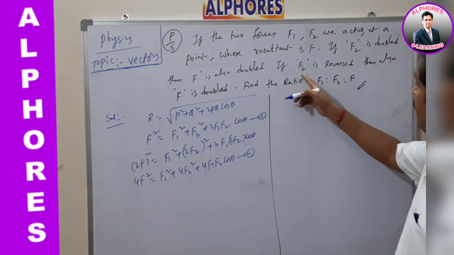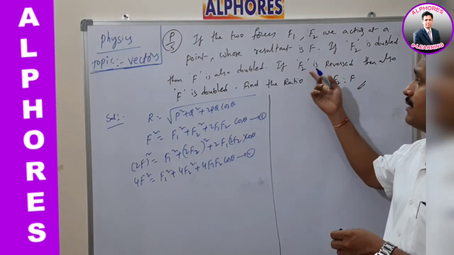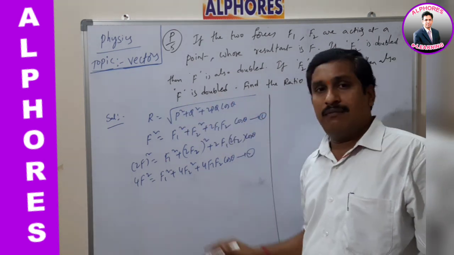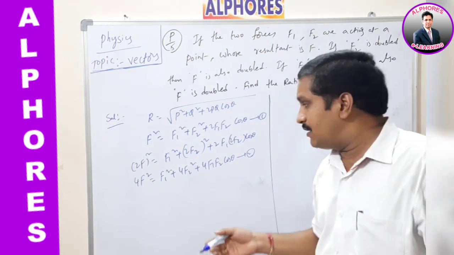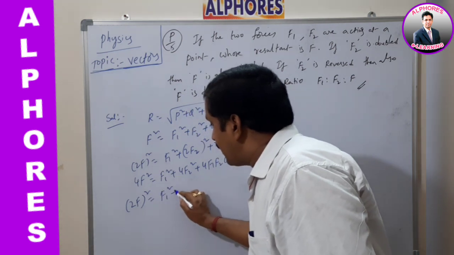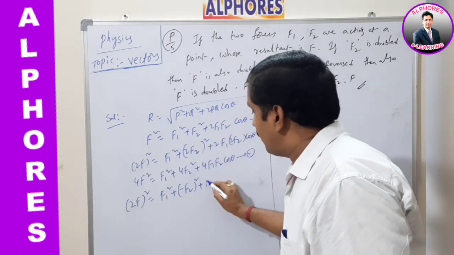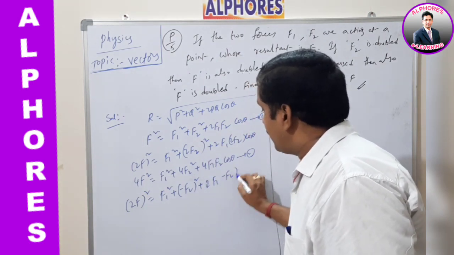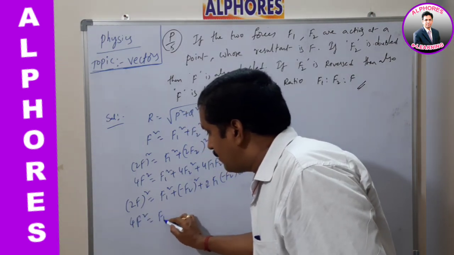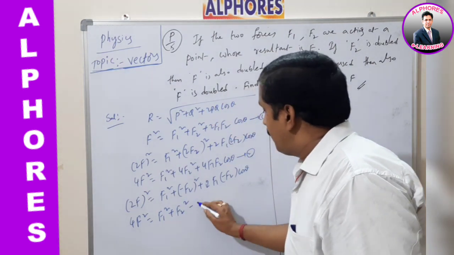Now what is the third condition here? F2 is reversed. Means you have to take minus F2 in place of F2 because it is reversed, means a negative vector. Then also F is doubled. So F2 is nothing but the negative vector, and F is also doubled. According to the condition, what is this equation? 2F square is equal to again F1 square plus minus F2 whole square plus, again, 2 into F1 into minus F2 into cos theta. That means this equation is modified into 4F square is equal to F1 square plus, again, minus F2 means plus F2 minus of how much is it?